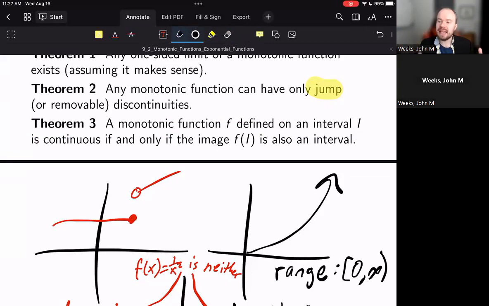Because of that, anytime that you have a continuous function, you must have that your image is an interval. And the opposite is also true. If your image is an interval, then you didn't have any jump discontinuities at all, for very much the same type of reasoning. So your function had to be continuous, since there are no discontinuities.